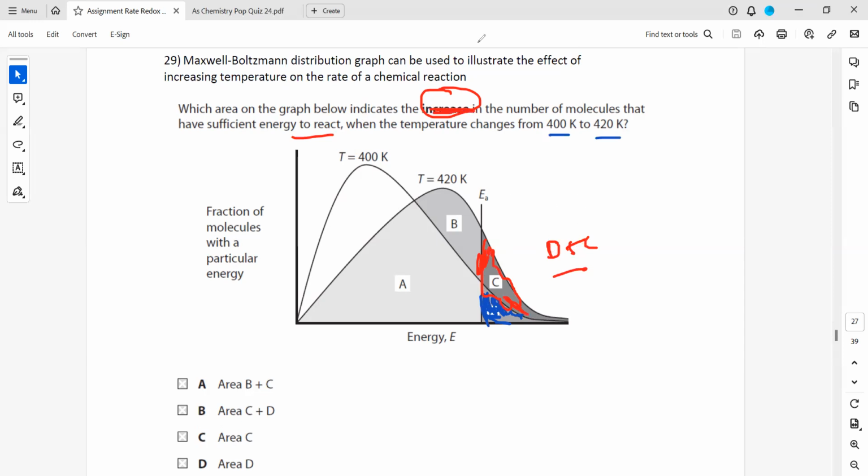But because the question is not the total, it's about how many particles have increased their energy to react, that's why it's only area C. And if this was the same question and they mentioned number of molecules that have sufficient energy to react, then this C plus D will be there.